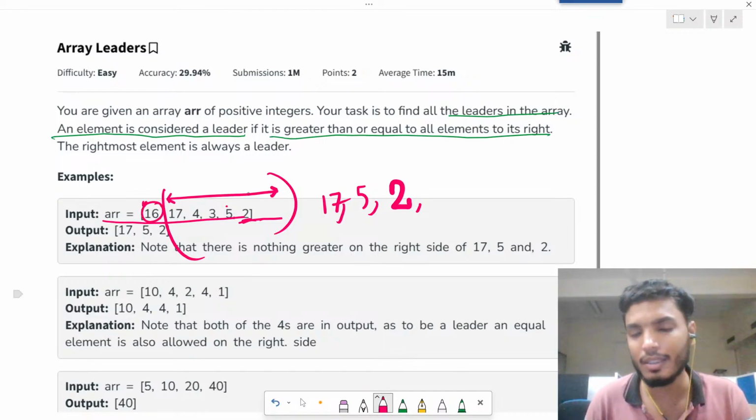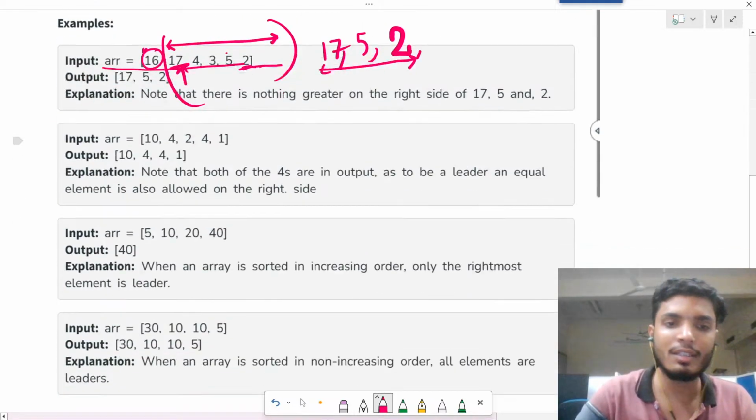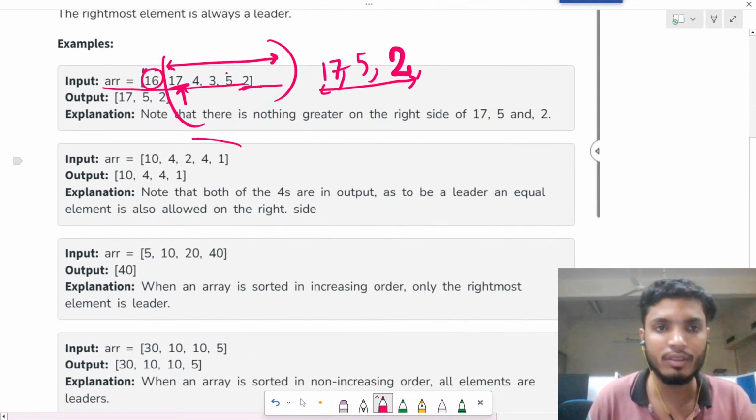So all the elements which are right of 16, are they less than 16? No, 17 is greater than 16. So 16 is not a leader. So the leaders are 7, 5 and 17, 5 and 2. So let's again take this example, then we will be moving forward.